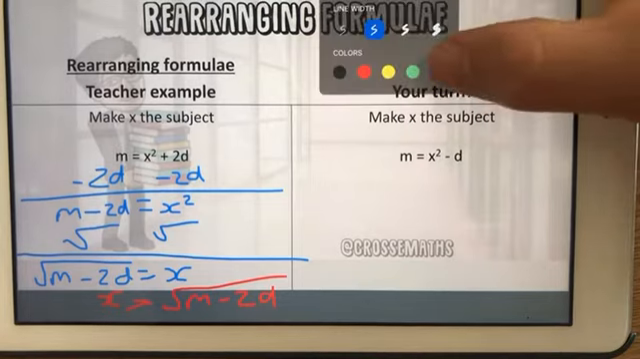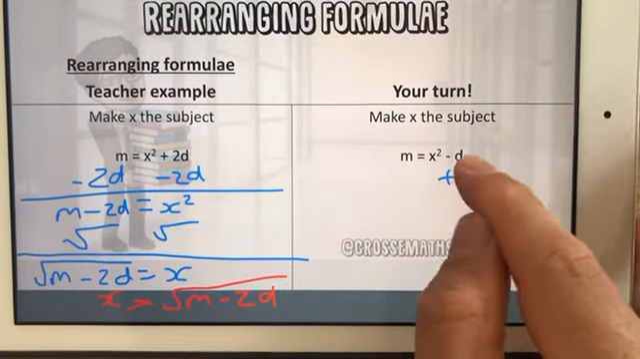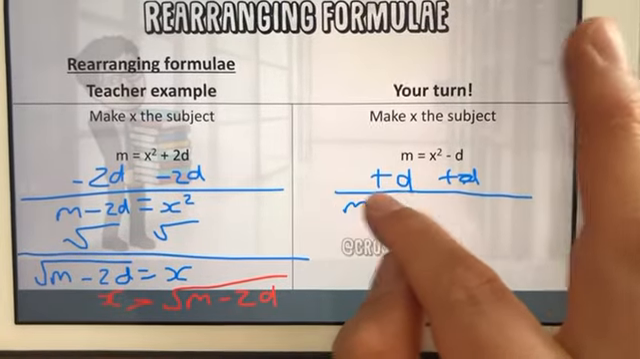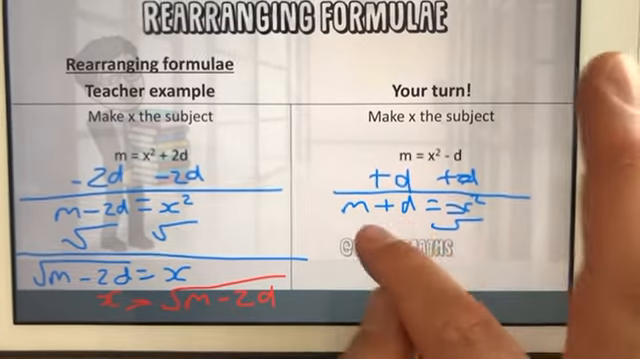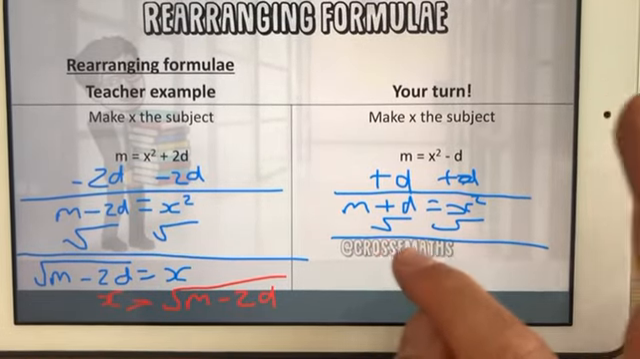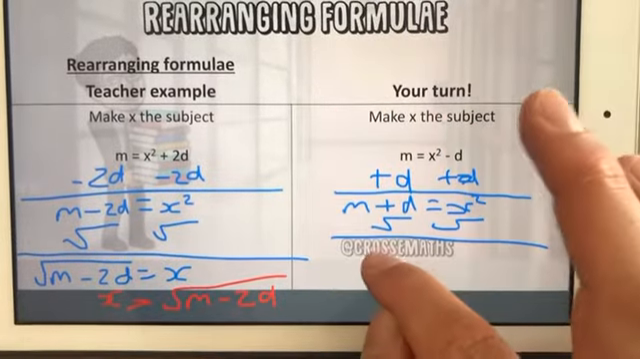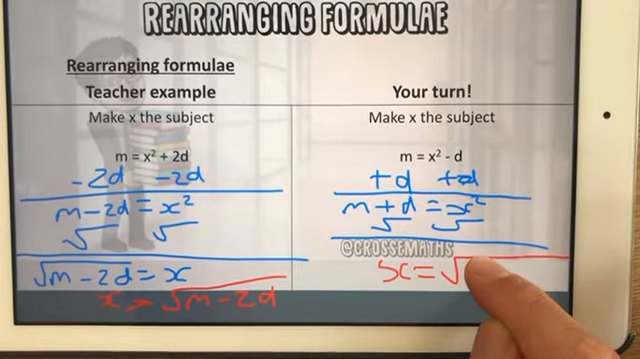Right then, so, okay, on the right hand side, we're going to add d first to both sides. Add d, m plus d equals x squared. And then we're going to square root to get rid of that x squared. If I square root, I end up with, if I rearrange and put x on the left, I end up with x equals square root m plus d.